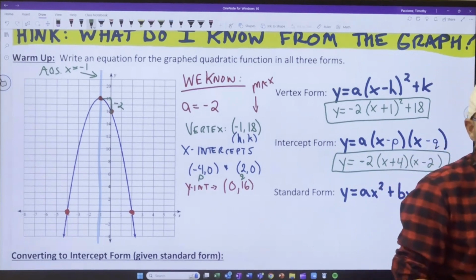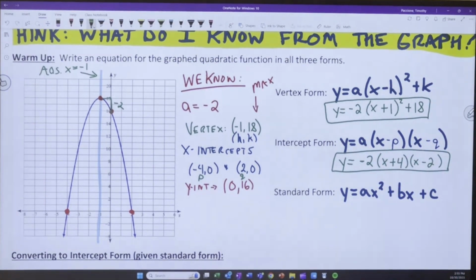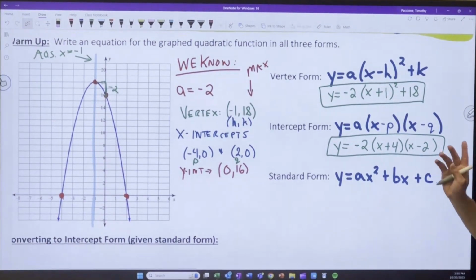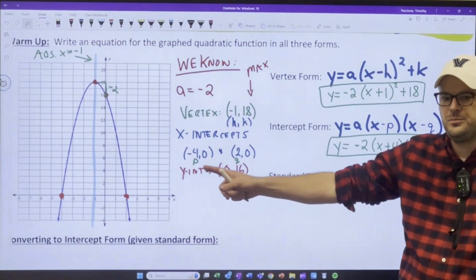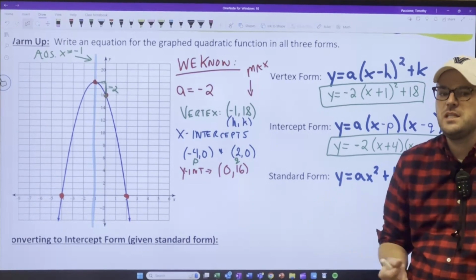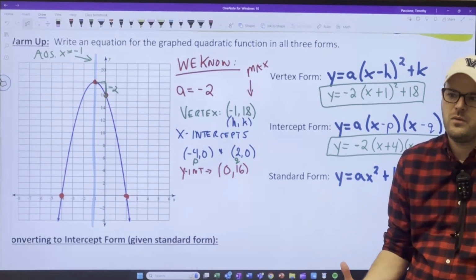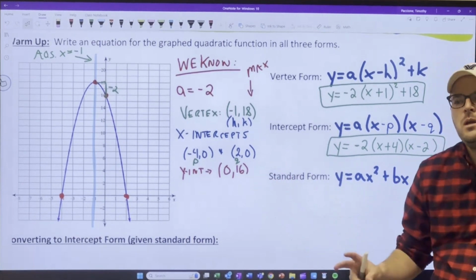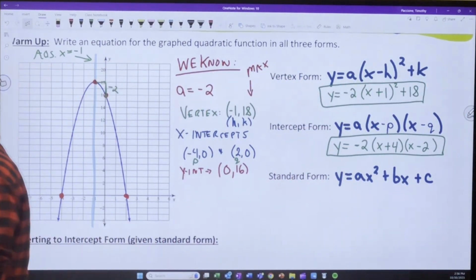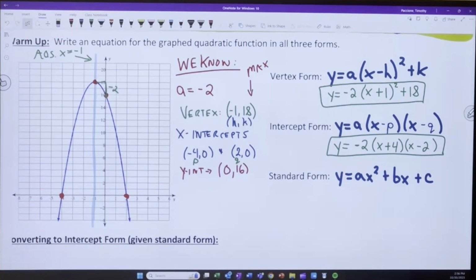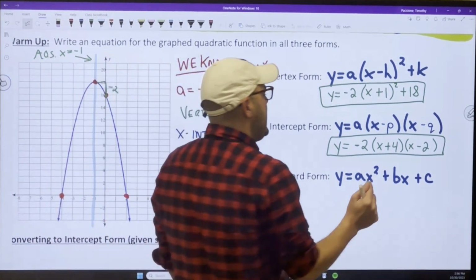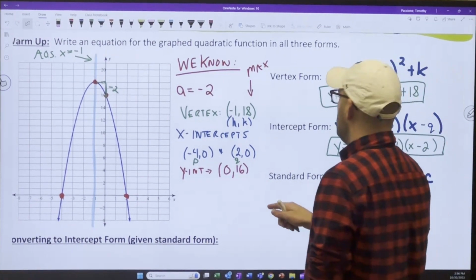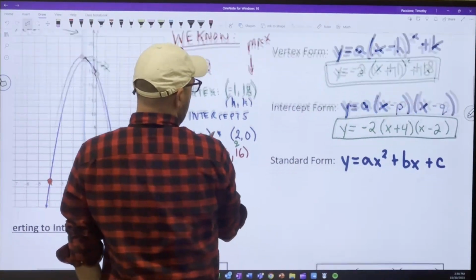Now, for standard form, it does require some algebra, because there's no way to get your b value by looking at the graph. You can find your A, you can find your C, but you can't find your B by looking at the graph, at least not just by looking right at it. You could solve for it somehow. But what we're going to do to get our standard form, if you're asked for standard form from a graph, is find intercept form first and then convert it. All right? So we can convert from intercept form.